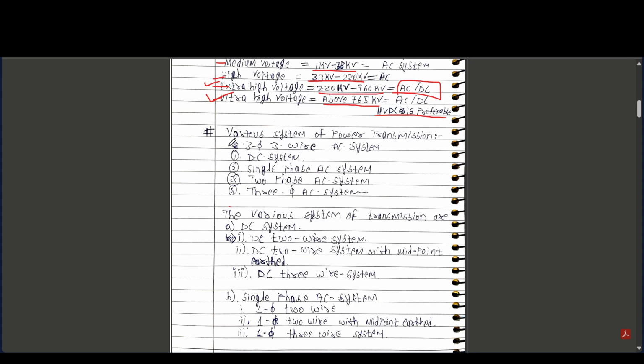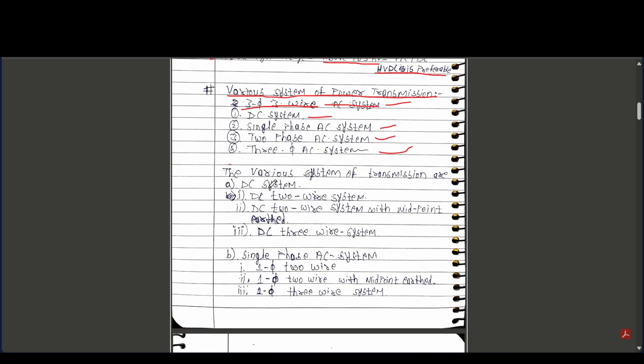So moving further, now we are going to learn about various systems of power transmission. Basically we use three phase AC system for transmission, but there are different systems which are DC system, single phase AC system, three phase AC system with three wires, and three phase AC system with four wires. So these are basically various systems of power transmission.